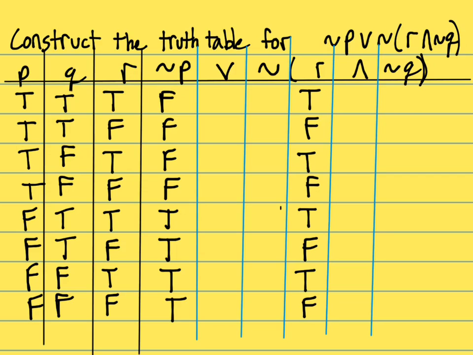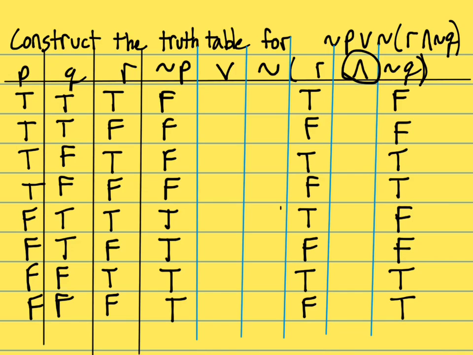Okay, so we go ahead and do that. We look at the Q column. We're going to write down the exact opposite values because it's negation Q. And so we do so. Now that we know both R and negation Q, we can move to the AND statement.